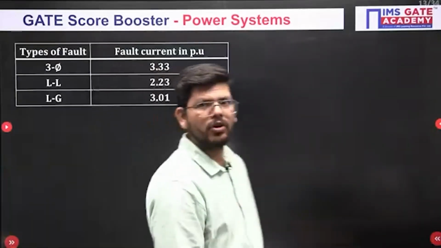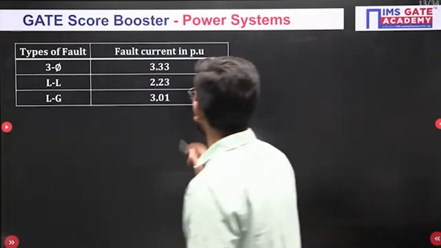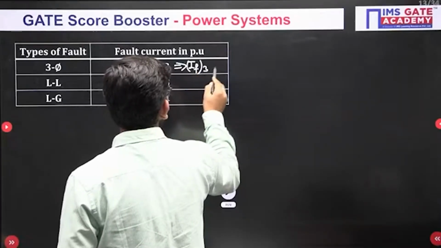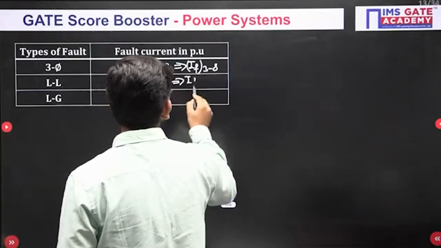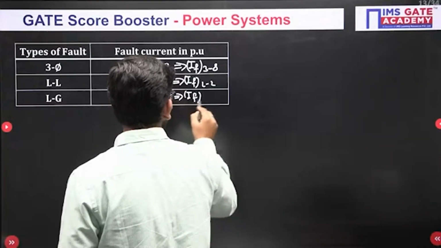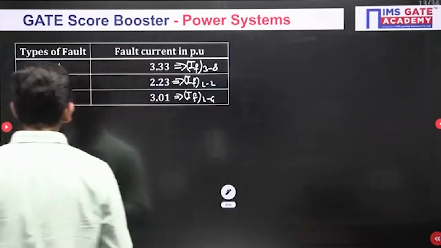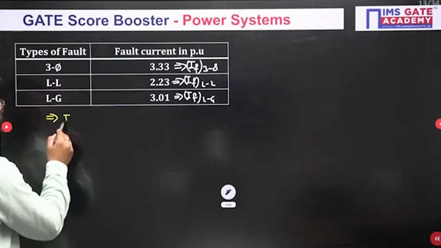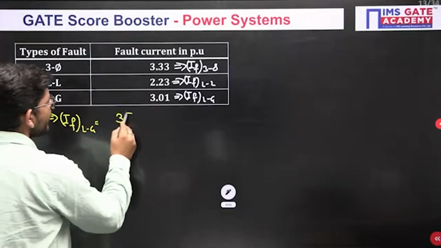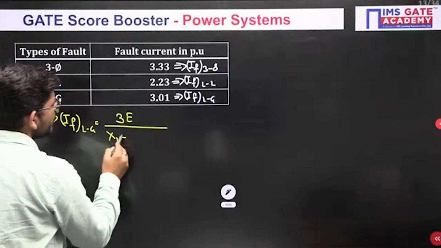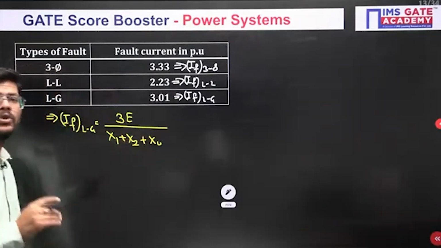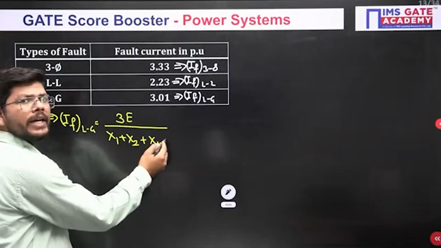So let's see how we can solve this question. We have been given the fault current. So this is going to be the fault current for the three-phase fault, this is going to be the fault current for the double line fault, and this is going to be the fault current for the LG fault. Let me take the example of the LG fault first. What is the formula of LG fault? It is 3E over x1 plus x2 plus x0, the positive, negative and zero sequence impedances, and there is no fault impedance, otherwise we could have written here plus 3ZF.